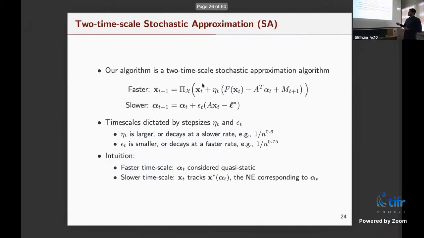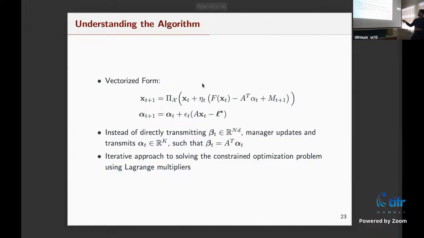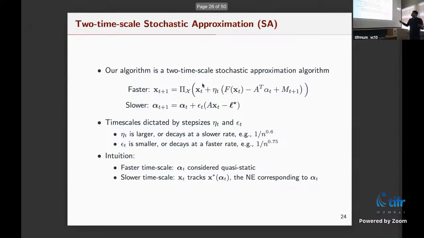So yes, sorry. This is the algorithm. The two iterations which are running are basically a two time scale stochastic approximation, where the faster time scale is players updating their actions, and the slower time scale is the manager updating its input. The timescales are dictated by these step sizes, eta t and epsilon t. They have to satisfy some properties, but the main point is eta t is larger, and hence this is a faster timescale. Epsilon t is smaller, so this is a slower timescale.